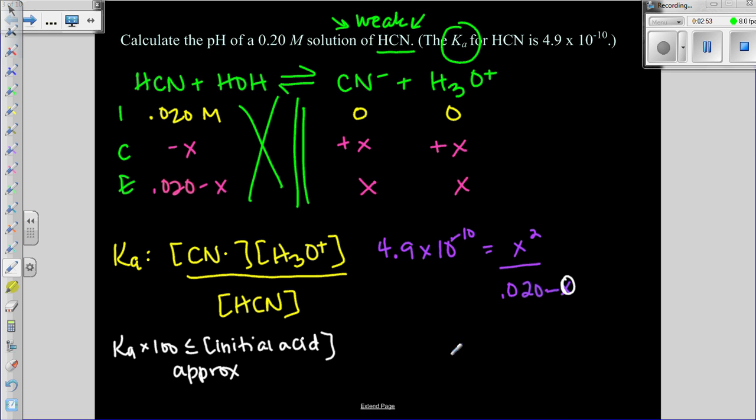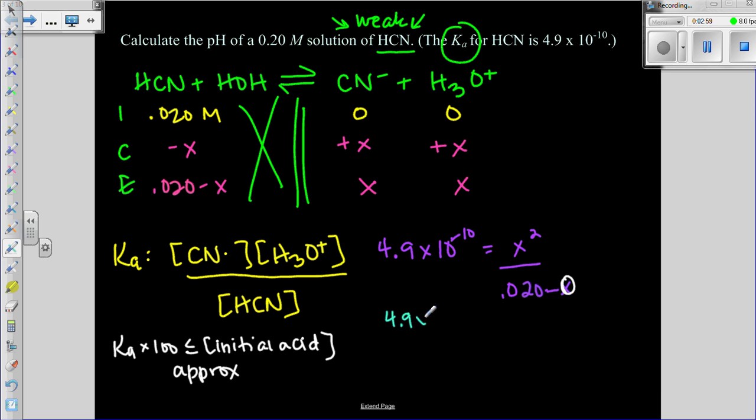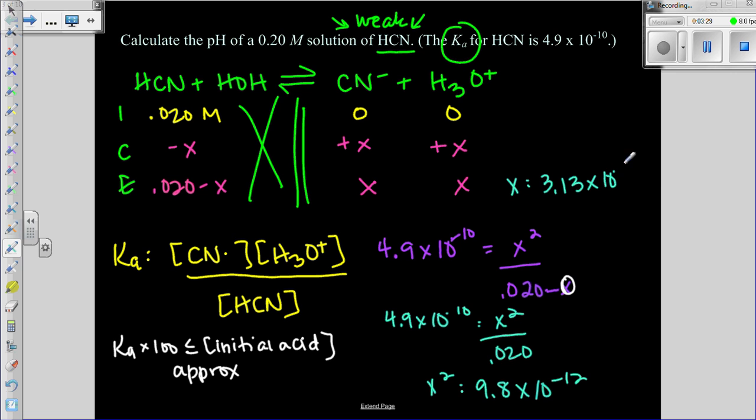So this X is essentially 0. So I have 4.9 times 10 to the negative 10th equals X squared divided by 0.020. So X squared will be equal to 4.9 times 10 to the negative 10th times 0.020. That gives us 9.8 times 10 to the negative 12th. I'm going to take the square root of that, and I will get X equals 3.13 times 10 to the negative 6th molar, because it is a concentration.